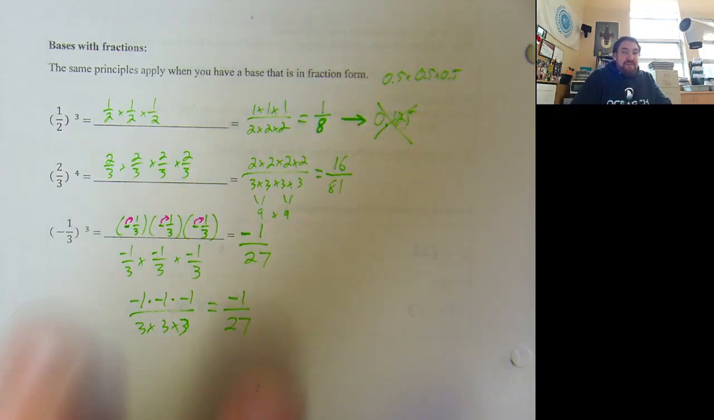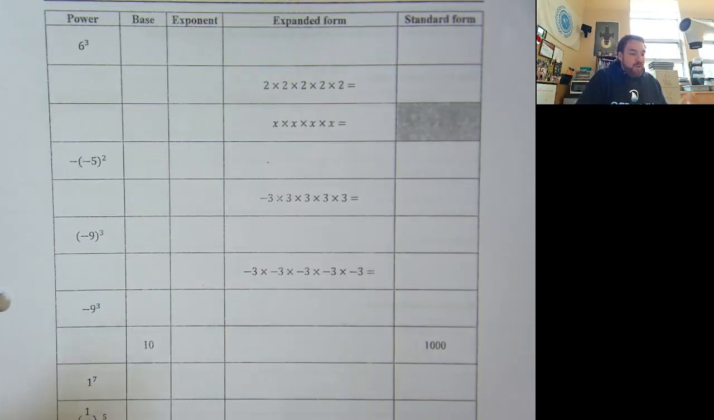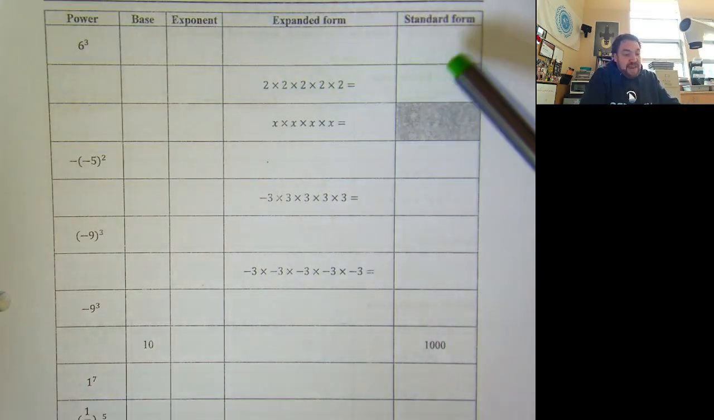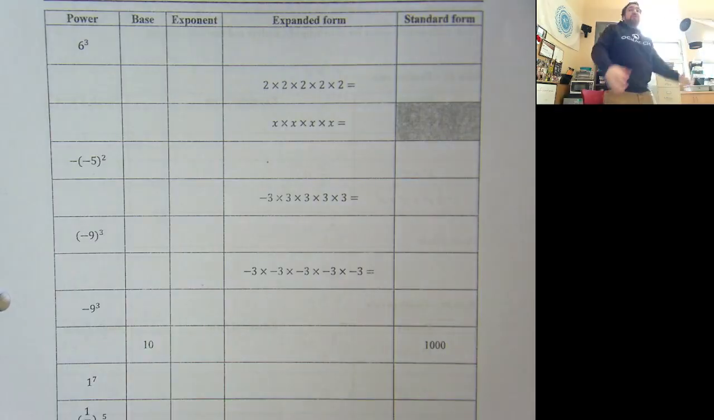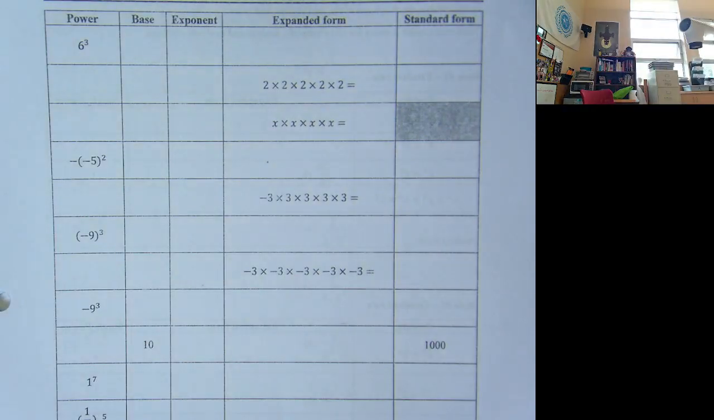Okay, so based on what we just did, I want you to flip the page. Crank out this page if you haven't already. I want every one of these: power, base, exponent, expanded form, and standard form, whole page. I'll walk around and help where I can. If there are questions and clarifications needed, there are some tricky ones that I slid in here for you, and then some fun little demos.